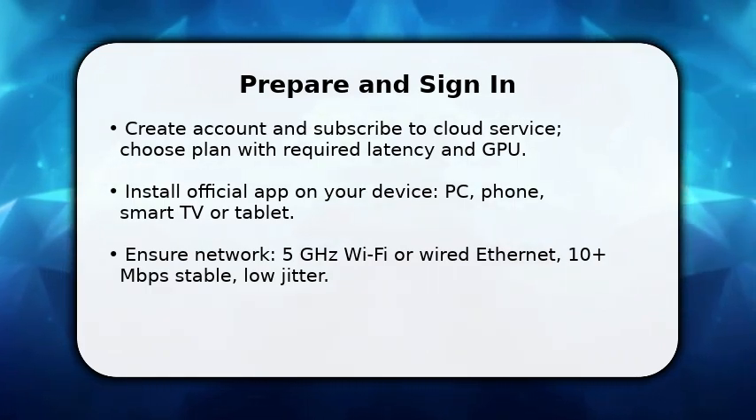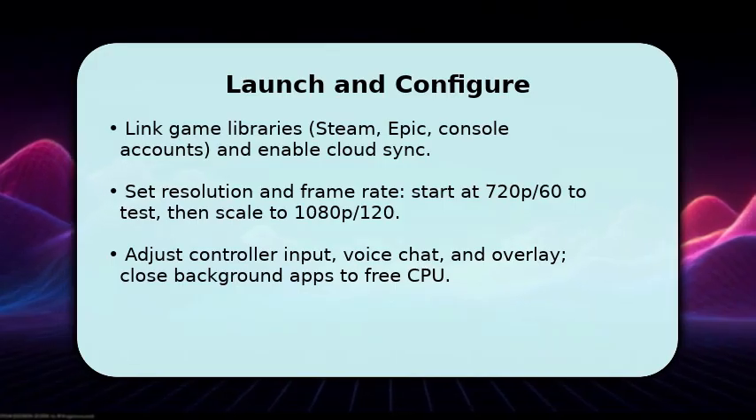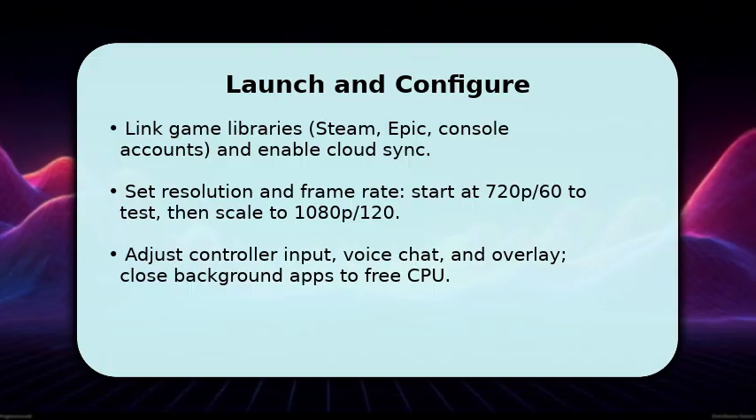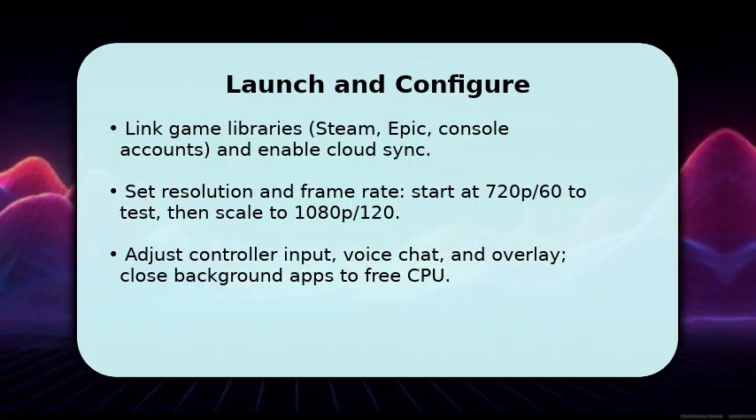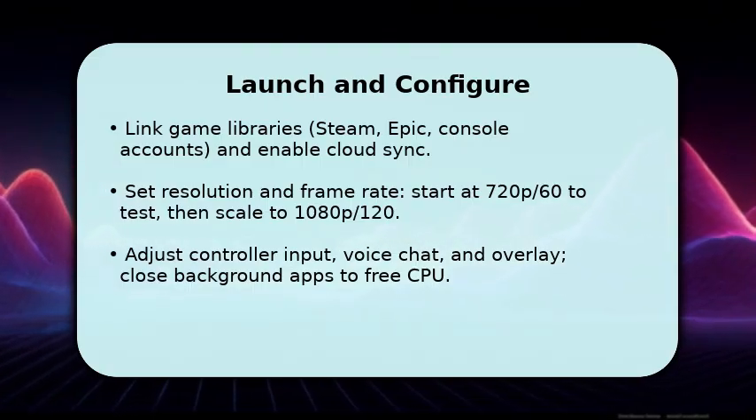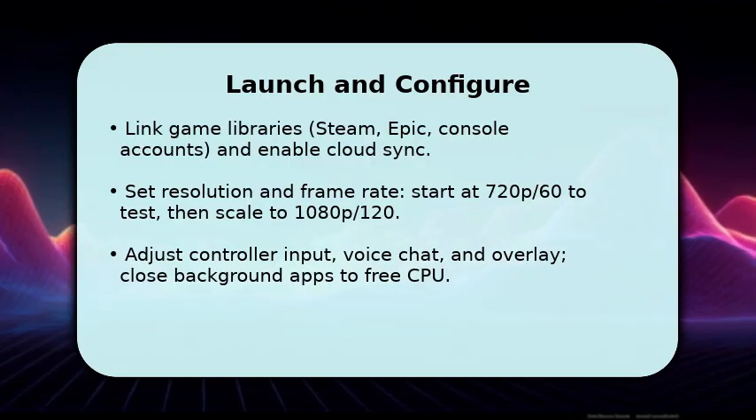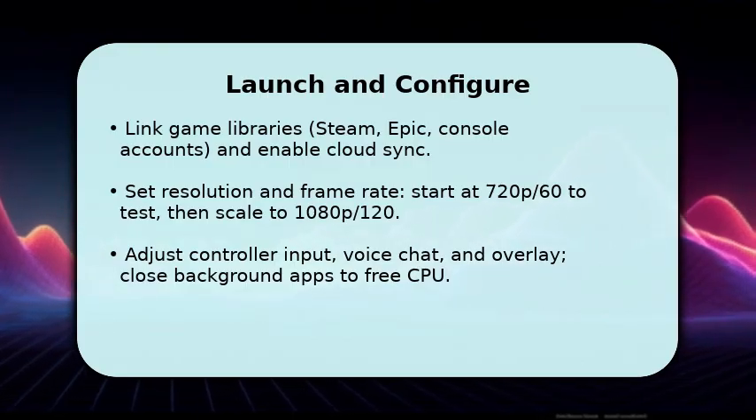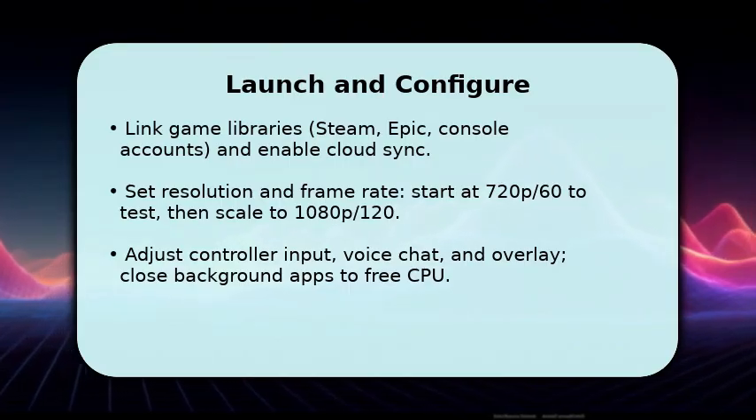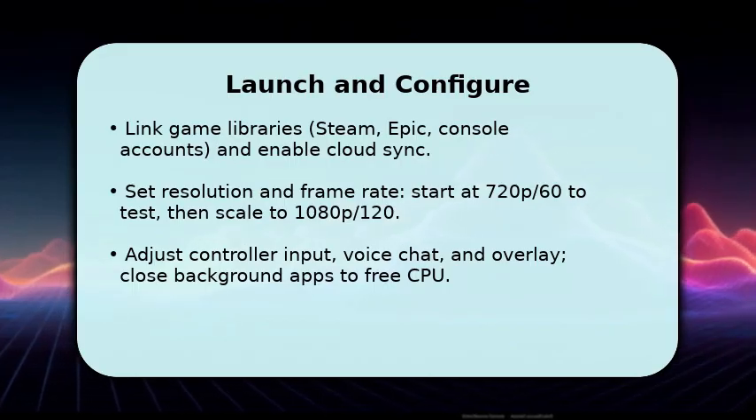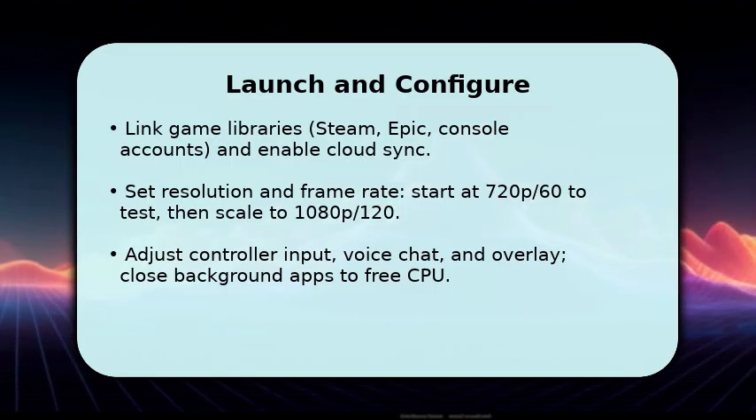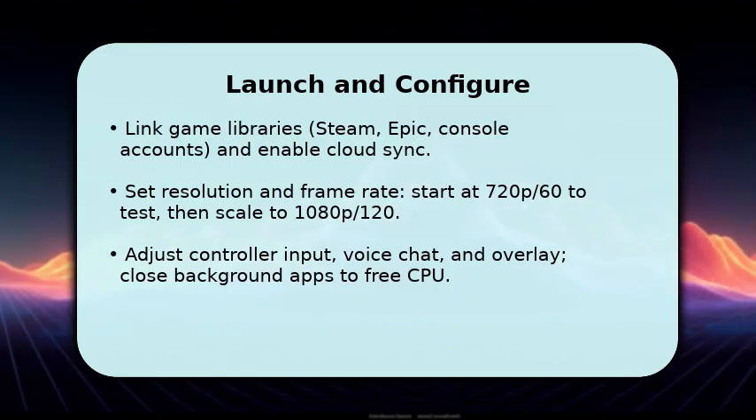You now launch the cloud client and connect your game libraries so your titles appear. This step lets the service stream licensed games. Once the game list is visible, choose a test title and set streaming quality. Start at 720p/60 to confirm stability, then increase resolution and frame rate if bandwidth allows because higher settings consume more throughput. Also pair your controller and tweak input latency settings. Enable overlays or chat if needed, and close background apps to reduce.